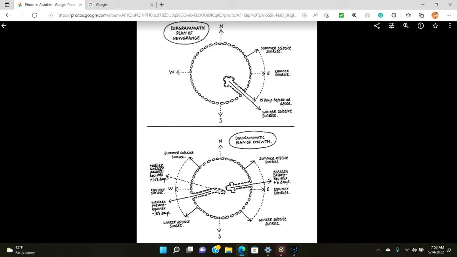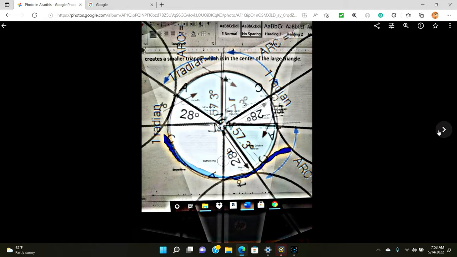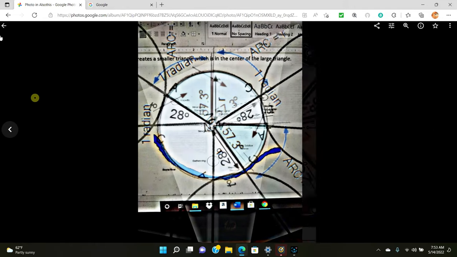And I want you to look at this. So this is the summer solstice and the equinox sunrise. But from the Eastern Passage, you get the equinox plus 6 days. This is super important here, the 6 days. There's my old drawing of it.